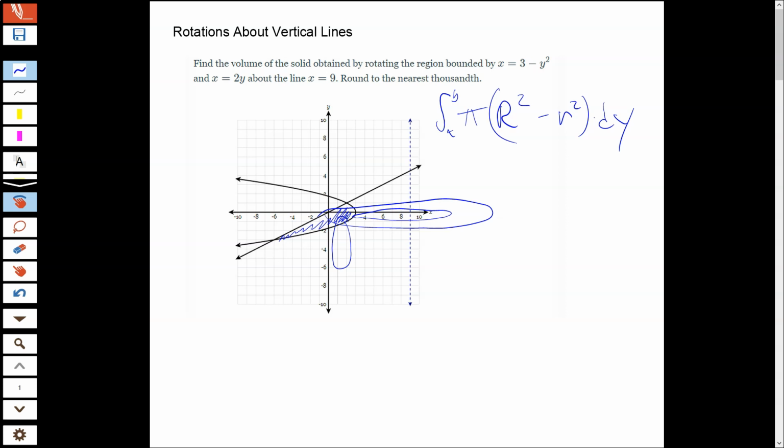What that means is that any of your functions must be in terms of y. And here they're given to you that way, so notice I have x isolated and x isolated. If you were thinking those looked a little bit weird, that's why.